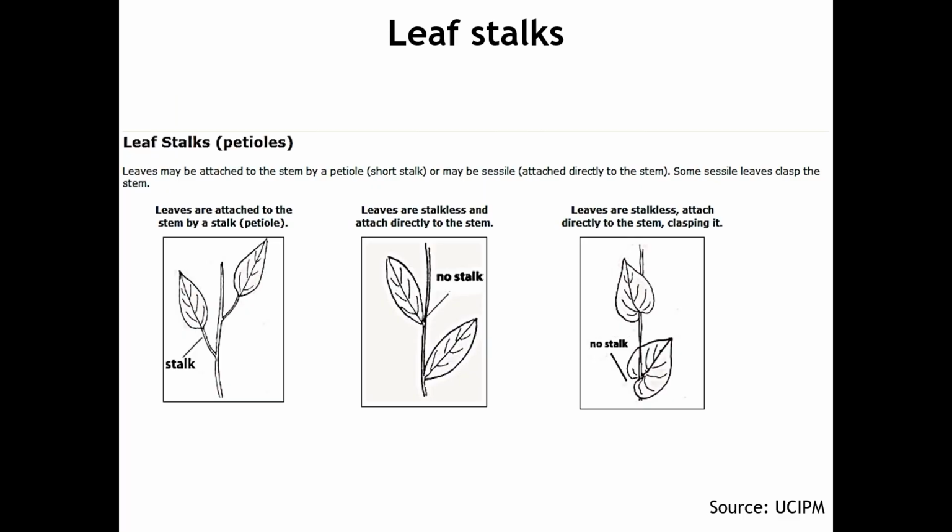The leaf stalks can also help us identify the species. Some plants have stalks, as you can see on the left picture. Some do not have those stalks. They actually clasp the leaves. By they I mean the leaves can actually clasp the stem without having a stalk.